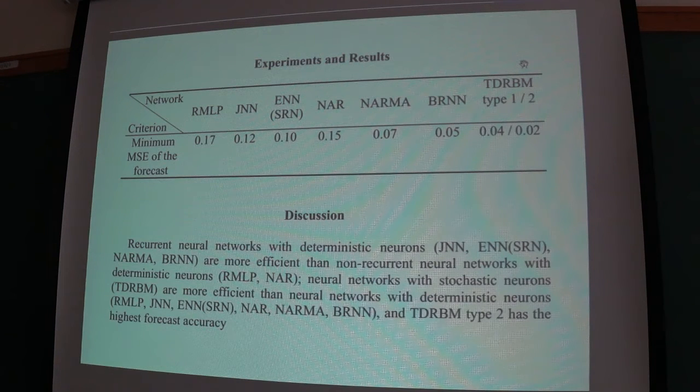Discussion. Recurrent neural networks with deterministic neurons are more efficient than non-recurrent neural networks with deterministic neurons. Neural networks with stochastic neurons are more efficient than neural networks with deterministic neurons, and the RBM type has the highest forecast accuracy.